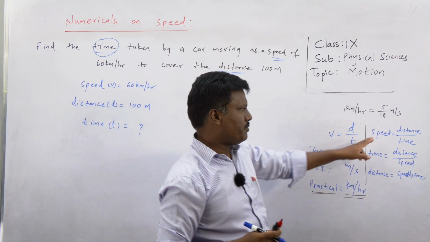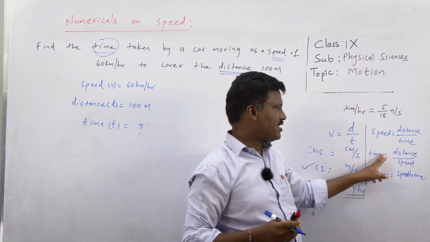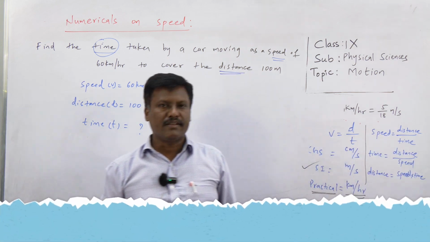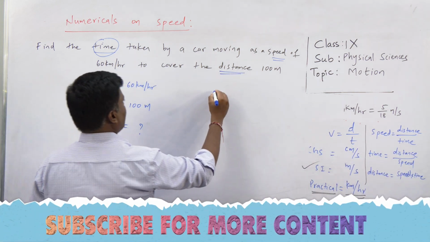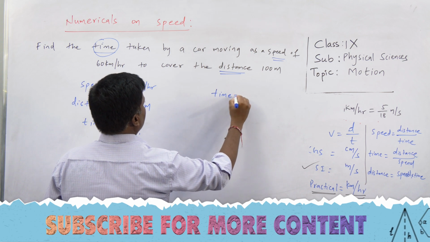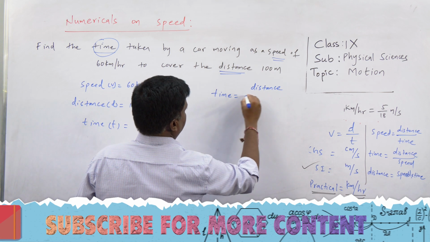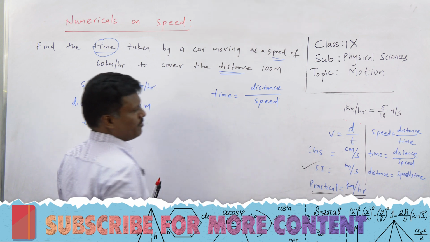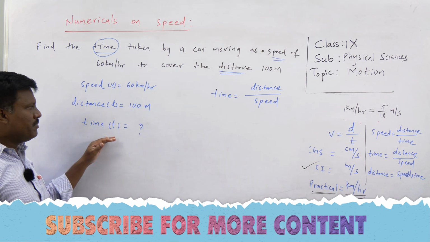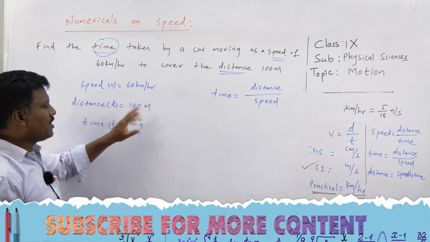Okay, speed is equal to distance by time. Time is equal to what? Distance by speed, right? So to calculate the time, what is the formula we have? Distance by speed. This is the formula we have. Now time t should be found. Okay, nice. But here you have to remember one thing.